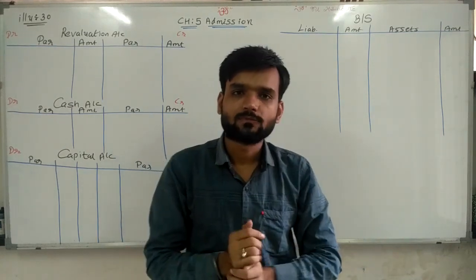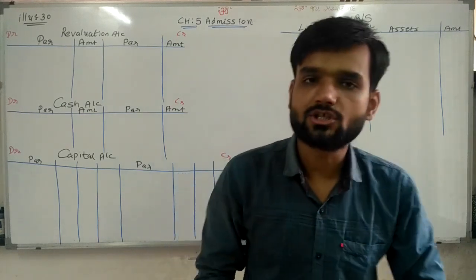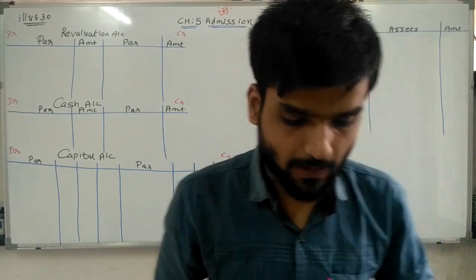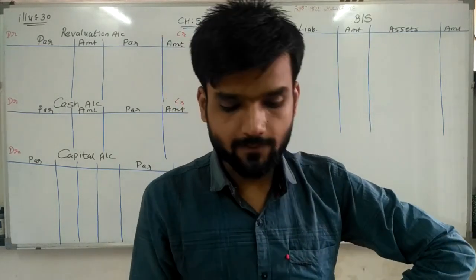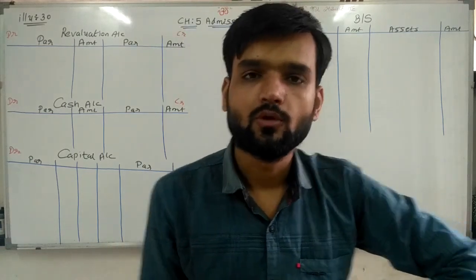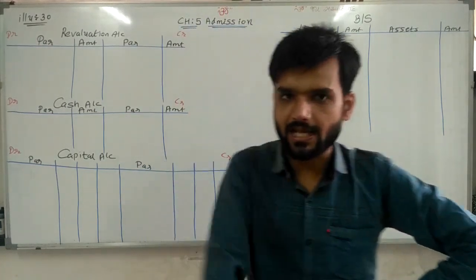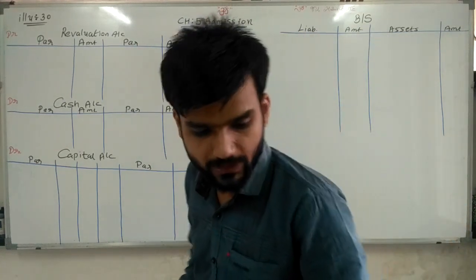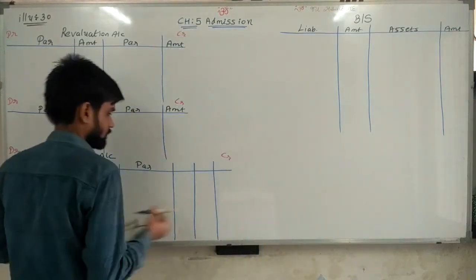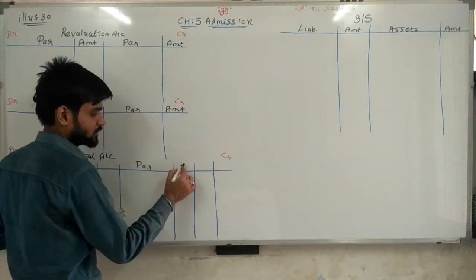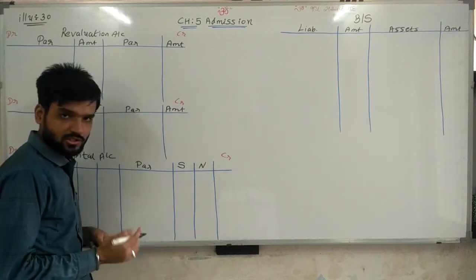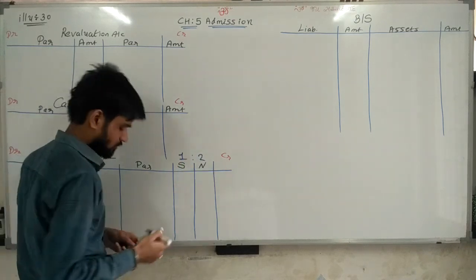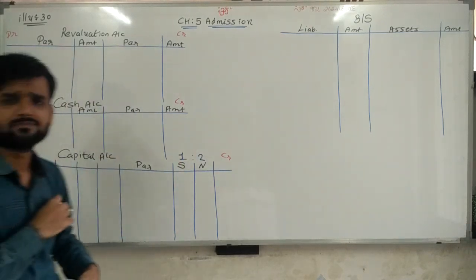Here carefully, going ahead. So first, illustration number 30. Shivani and Neeraj are the partners in a firm, sharing profit and loss in the ratio of 1:2. So first of all, I am reading it, and then writing the names Shivani and Neeraj and their P&L ratio 1:2. Simple. Going ahead.